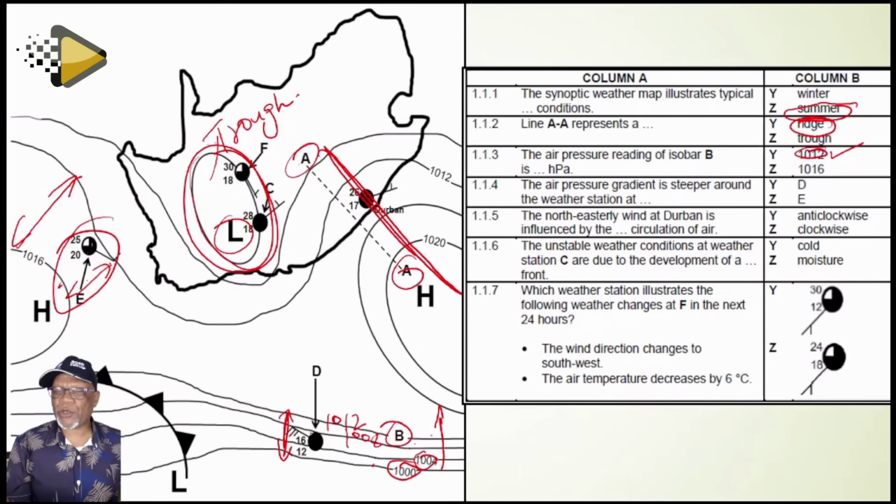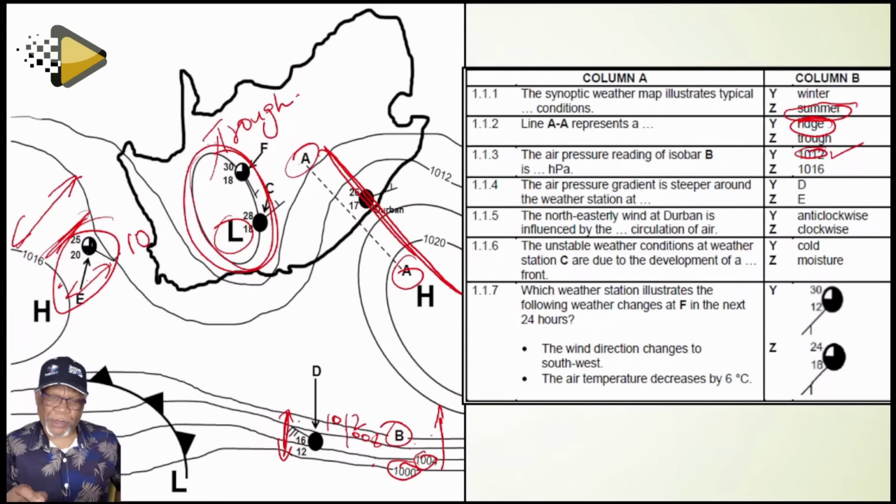Now let's answer this question. The air pressure gradient is steeper around the weather station at D. It will be at D because the isobars are closer, but here the air pressure gradient will be gentle because the isobars are far from each other, which means the winds that will blow here will be weaker than the winds that will blow here. Let's see if it's true. Yes, look at the winds here. The wind speed here is 10 knots.